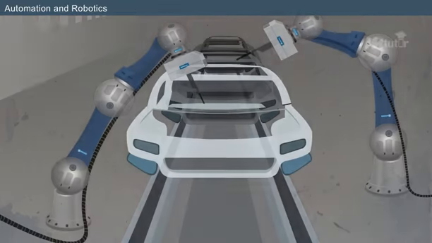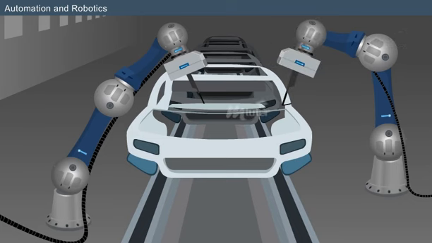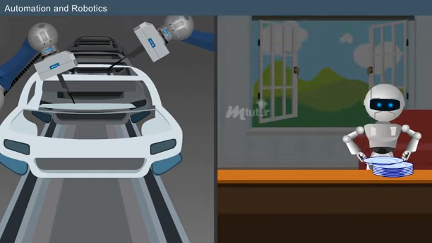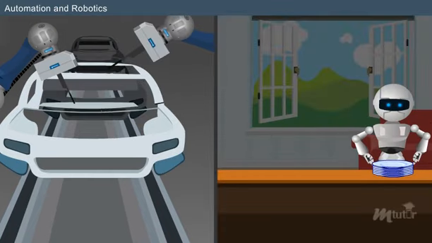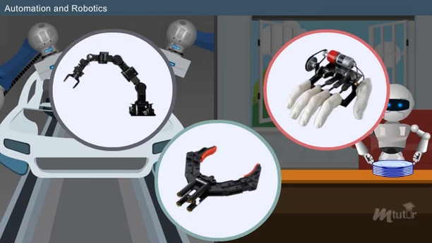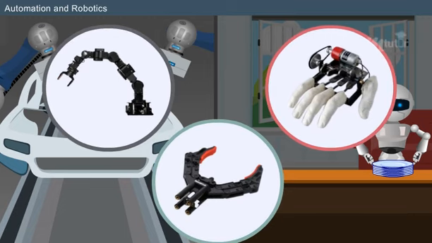Let us discuss the types of robots. Generally, the robots are classified into industrial robot and domestic robot. Industrial robot. These types of robots are used in the production and assembly lines in industries. These robots have grippers, arms and fingers.